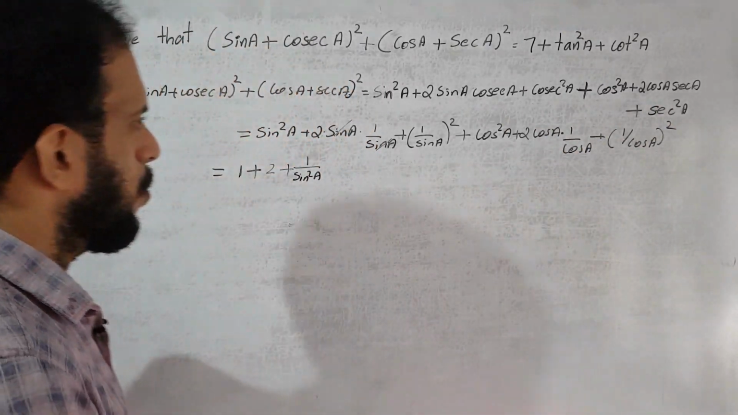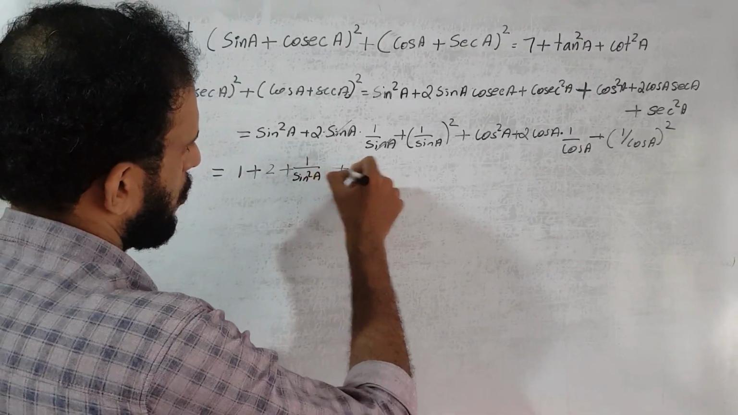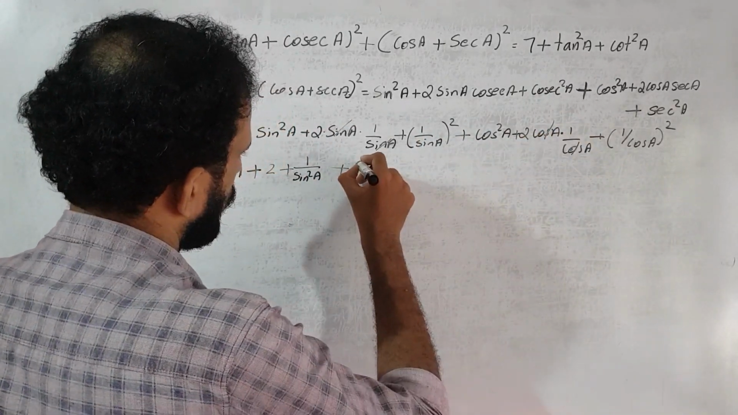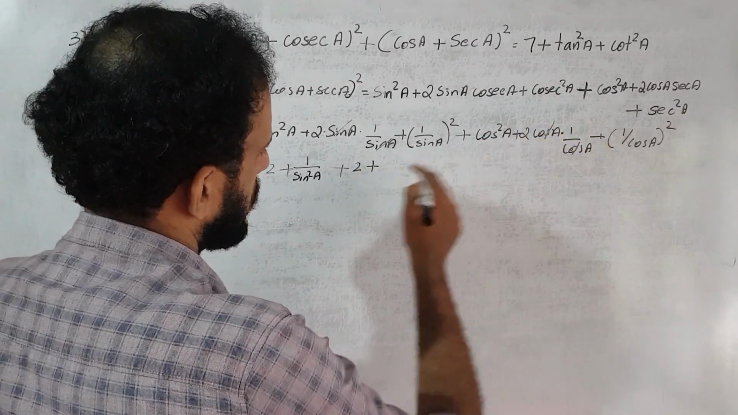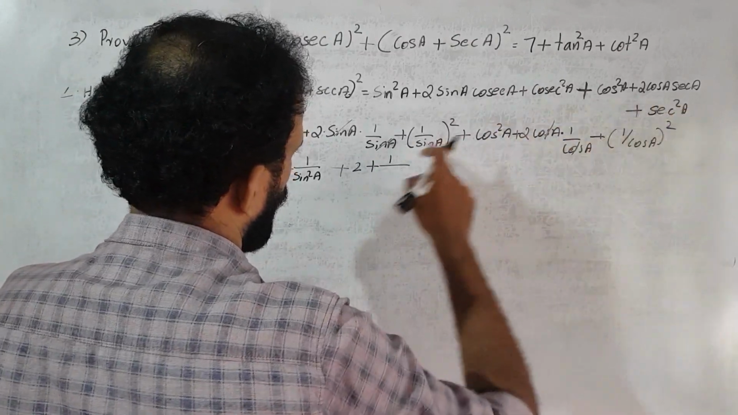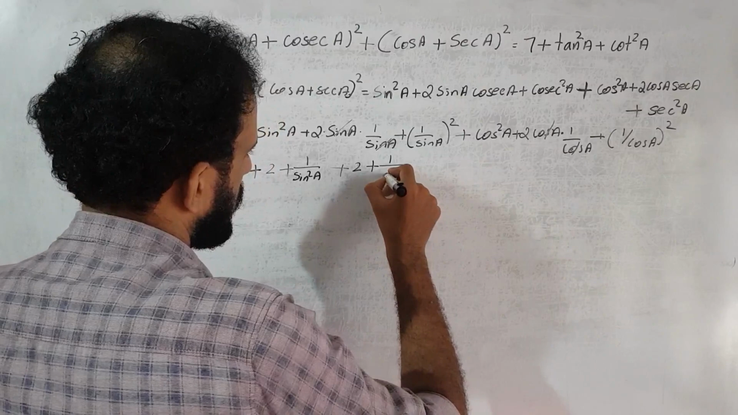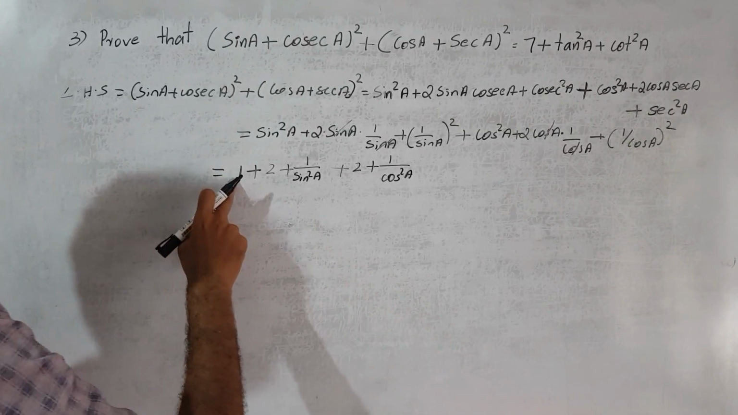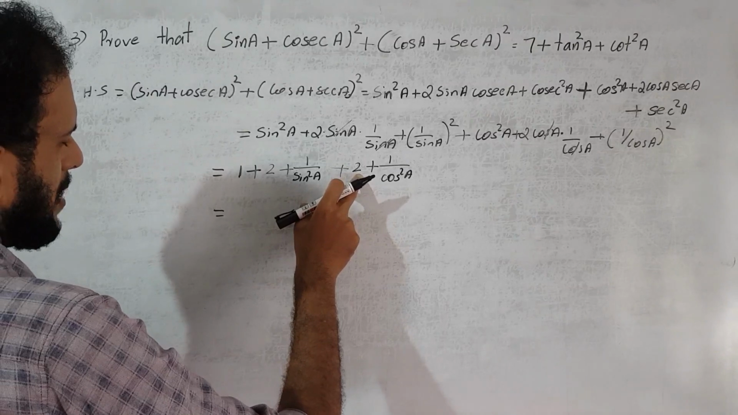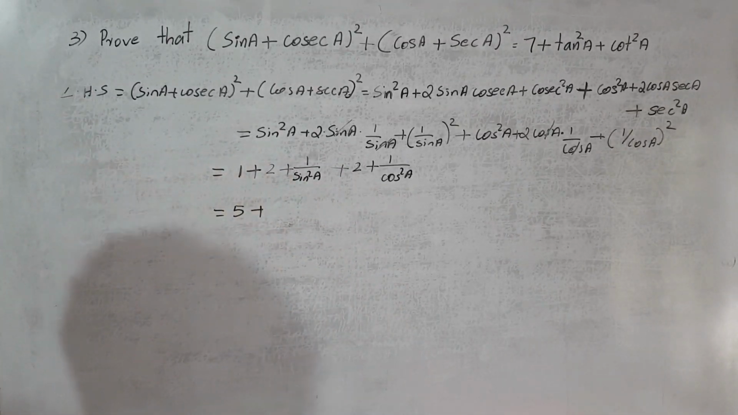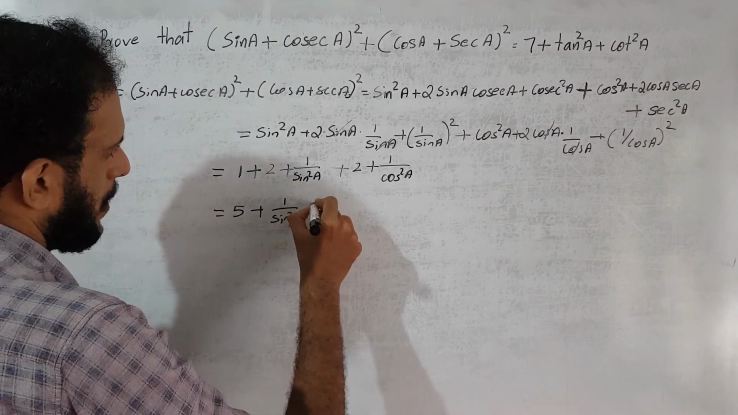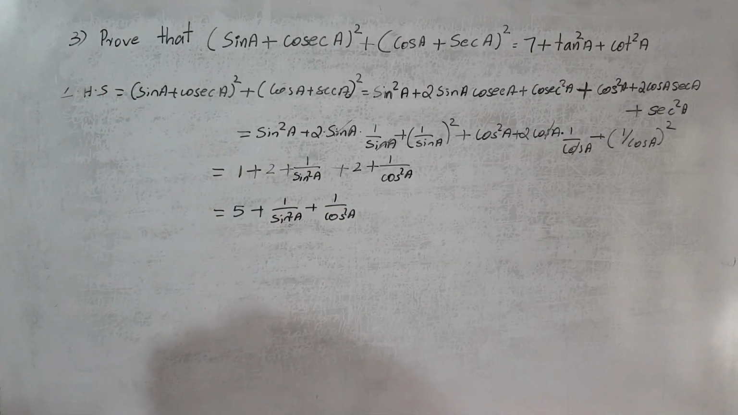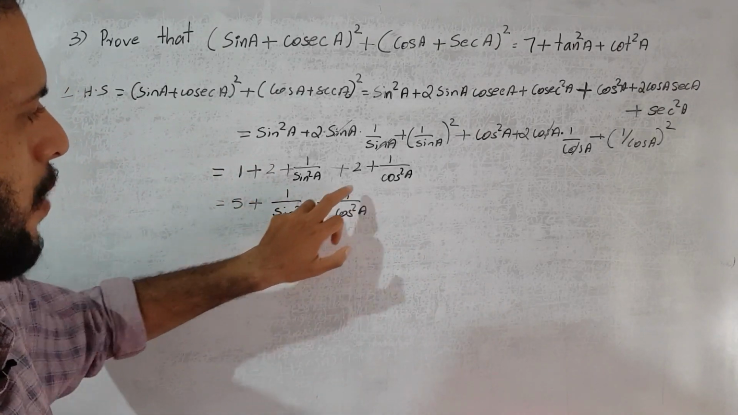Okay, don't forget that idea. So 1 by sin square A plus, we already added cos square A and sin square A, then remaining cos A and cos A we cancel, then what is remaining? 2 plus, yes, this one is 1 by cos A whole square, that means 1 square by cos square A. Then we add everything here: 1 plus 2, 3 plus 2, yes, 5. 5 plus 1 by sin square A plus 1 by cos square A. Here we got 1 by sin square A and 1 by cos square A.